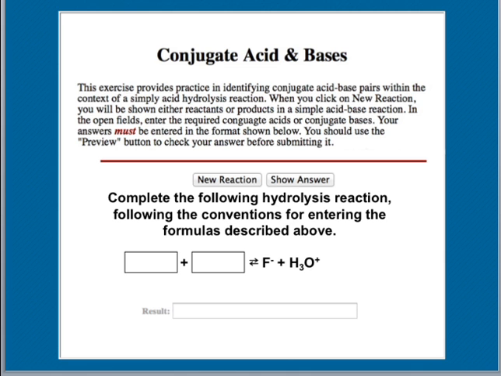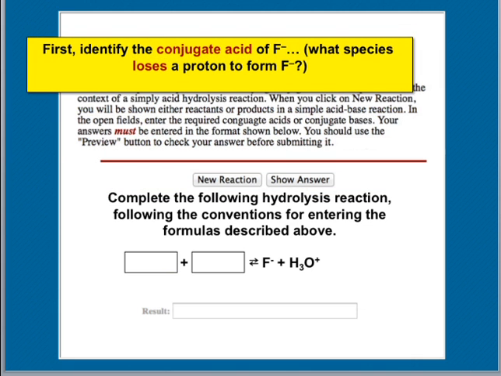So think about it. Let's do our first one. The conjugate acid of F-. Remember, a conjugate acid has one more proton, doesn't it? And one less negative charge. So all you have to do here is take your F- and put a proton on it.